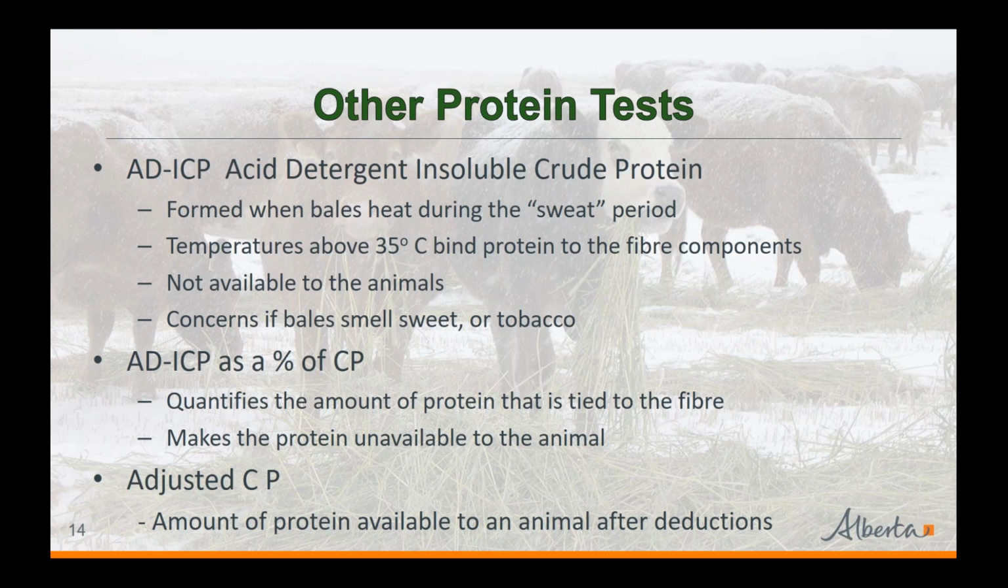Now, when we look at the two different values, the true crude protein and then the adjusted crude protein, what it does is it makes an adjustment or reduces the amount of protein available to the animal by the amount that's tied up by the fiber. So let's say we've got a 12% protein level in the crude protein, the raw test, and then the acid detergent insoluble protein has a 2% component. That way you're going to be using 10% when you're doing your calculations, because that's the amount of protein that's available to the animals, not the total crude protein.